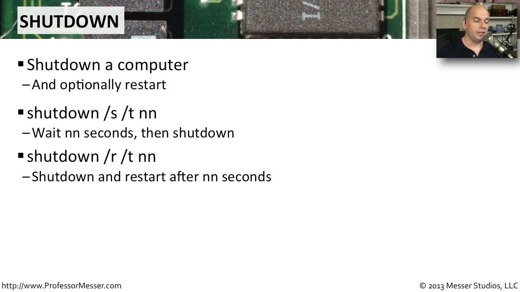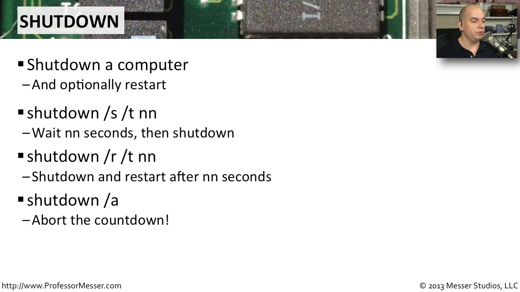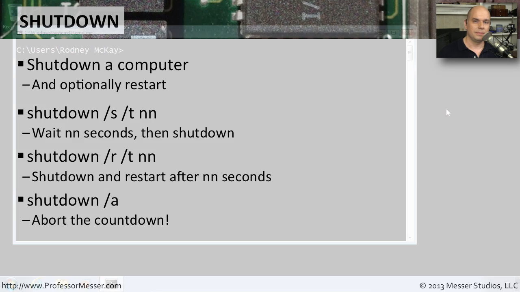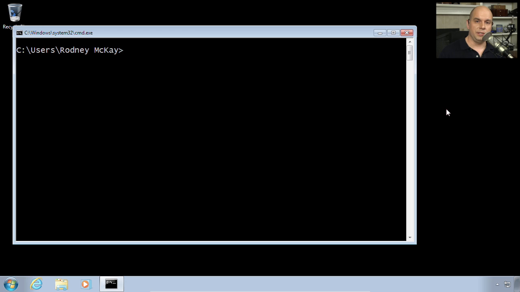We can also use shutdown /r. This will restart the computer after shutting down. And again, we could specify a number of seconds within that. If at any time, though, as the countdown is progressing, we're not quite certain that we would like to go through with it, we can always use shutdown /a to abort the countdown and the system won't shut down or restart. Let's try restarting our system from the command line.